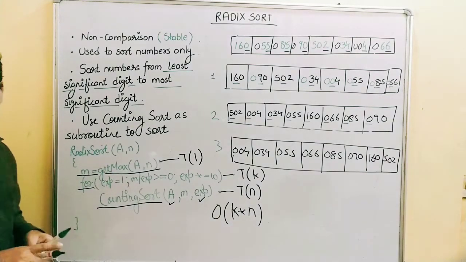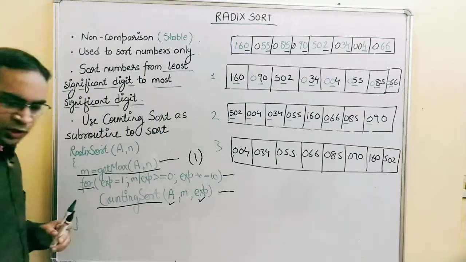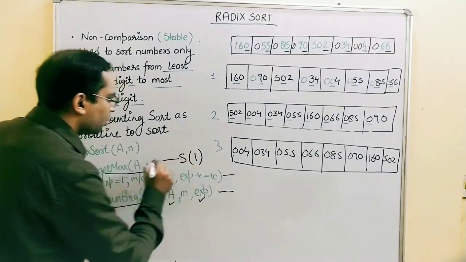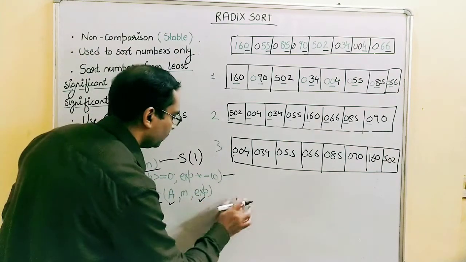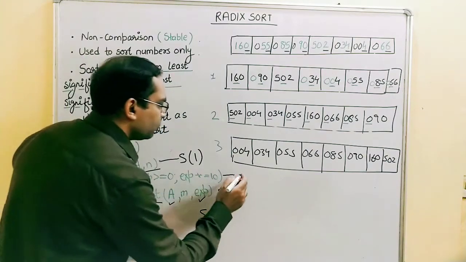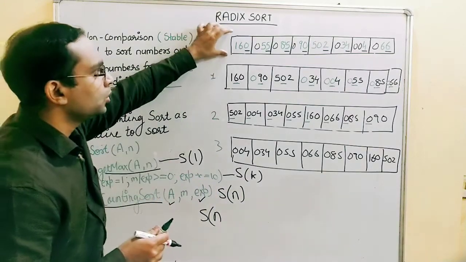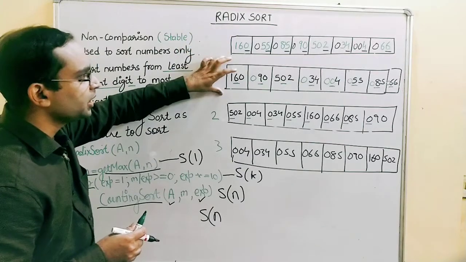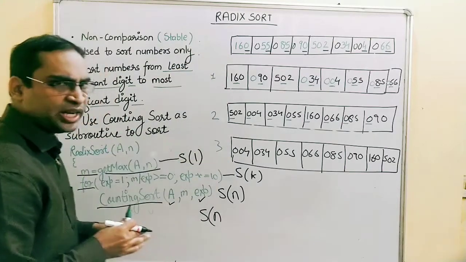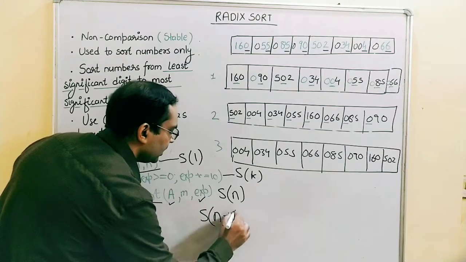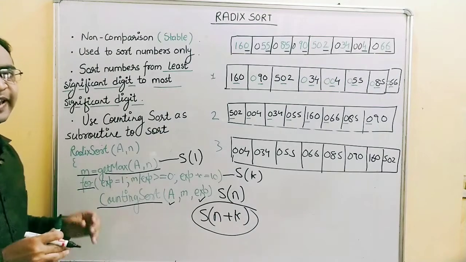And let's talk about the space complexity. The space required for this first step will be of order 1. Then inside this, the space required for the counting sort will be of order n. This loop runs k times, so the space will be required k times. As we can see, the space is required for the first array, then for the second, then for the third, and this is the fourth. So basically it's k times that we require the space. So the space required will be n plus k. So the space complexity of the Radix sort comes to be of order n plus k.